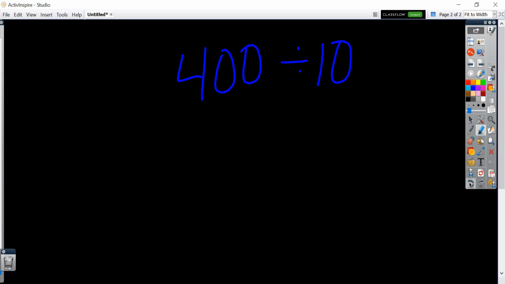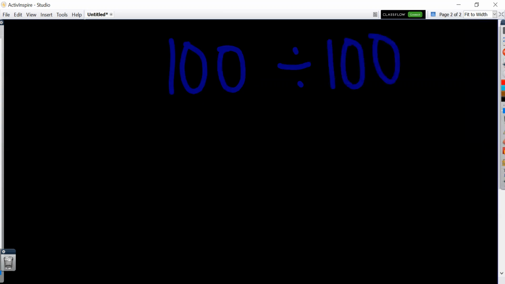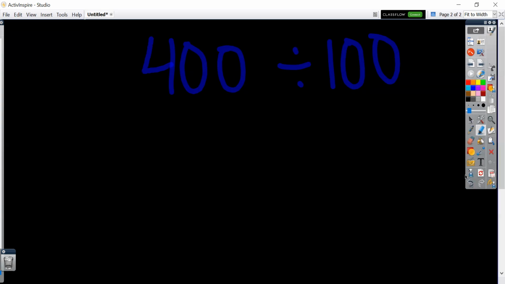So thinking about that the same way, what if we were to take 100 and divide it by 100? Well, anything divided by itself is always 1, right? So keep that in mind as we move forward. So how many would be in 400s? Right, just 4. So let's keep those thoughts in mind while we're working on our math today.